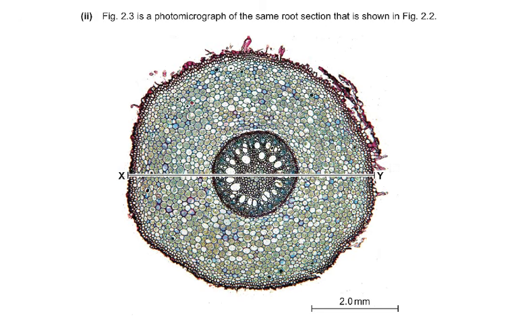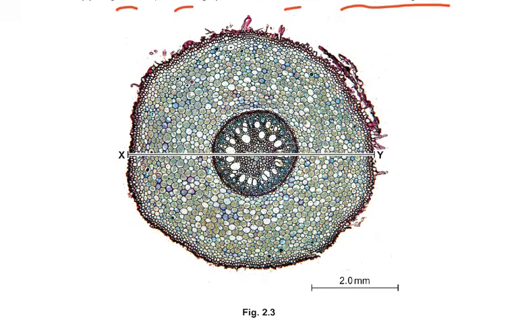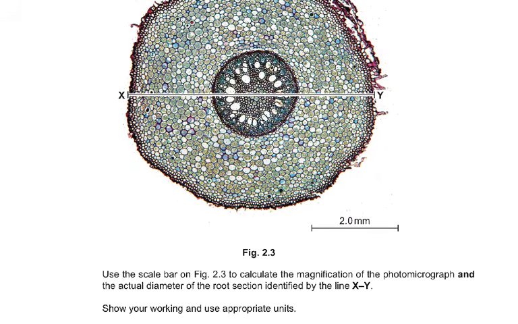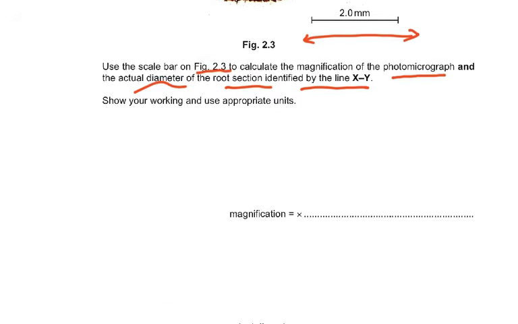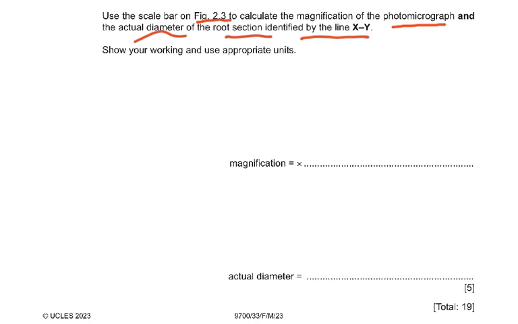And then coming to part 2 of the question, figure 2.3 is a photomicrograph of the same root section that is shown in figure 2.2. And then you can see the scale bar, which is 2 millimeter. Use the scale bar on figure 2.3. So this is the scale bar, please remember. Calculate the magnification of the photomicrograph and the actual diameter of the root section identified by the line XY. Show your working, use appropriate units. And this is for 5 marks: the magnification and the actual diameter.